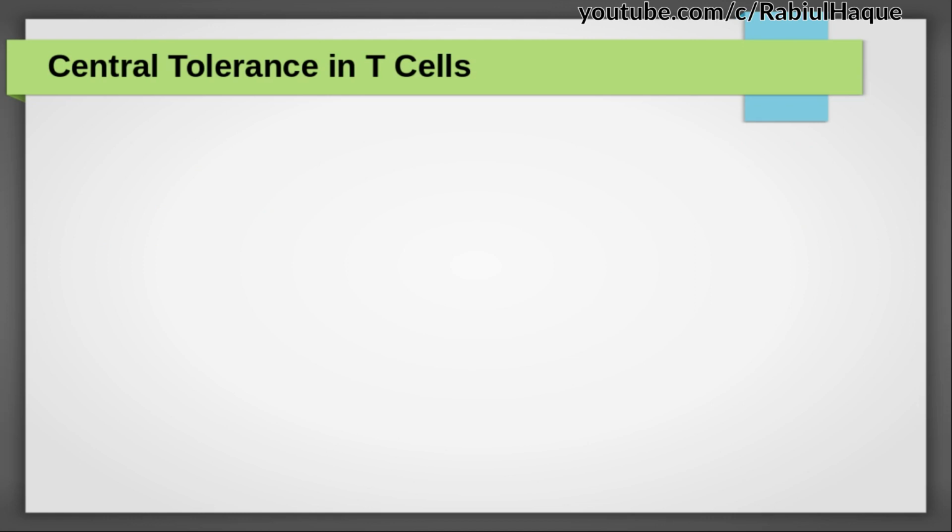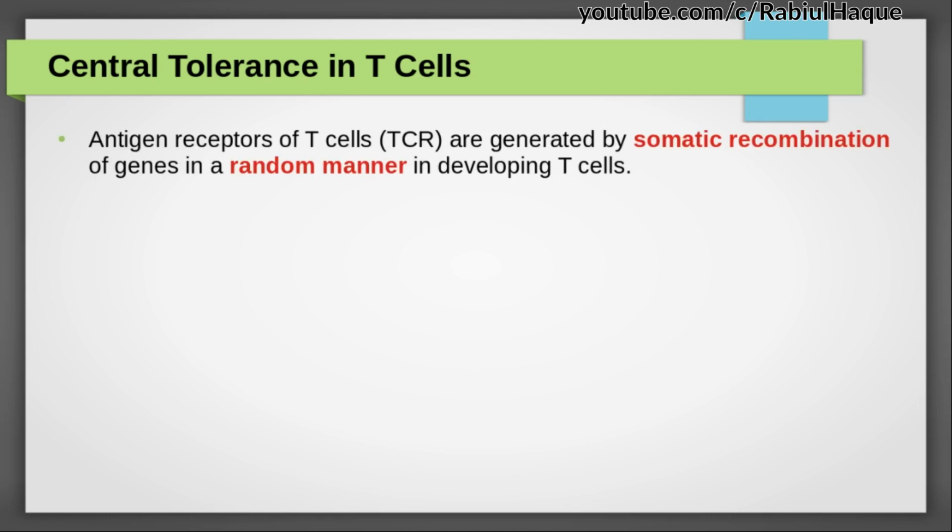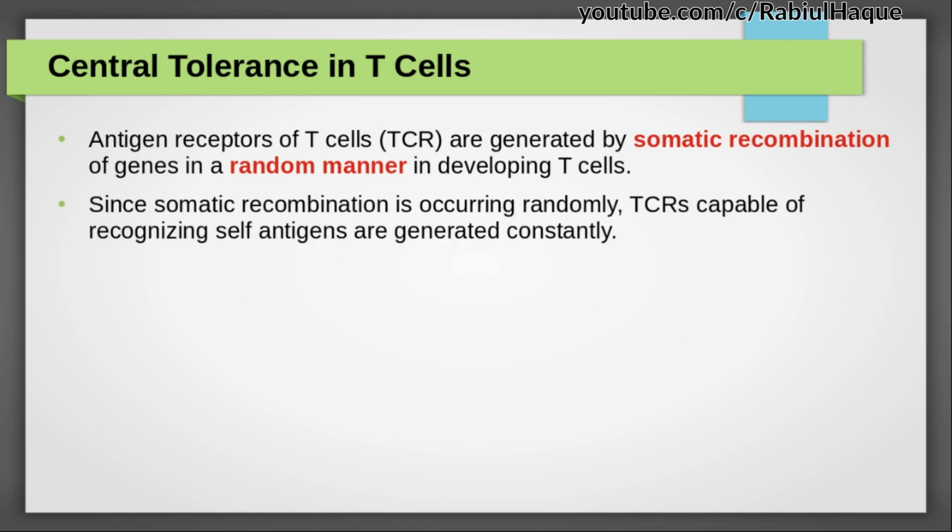Now, antigen receptors of T cells are known as TCR or T cell receptors, and these are generated by somatic recombination of genes in a random manner inside the developing T cells. Since somatic recombination is occurring randomly, T cell receptors capable of recognizing self-antigens are also generated constantly. However, we don't want T cells that can react with self-antigens.